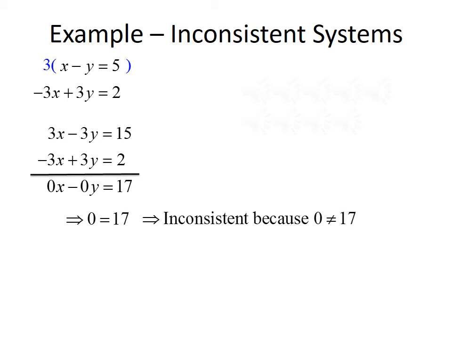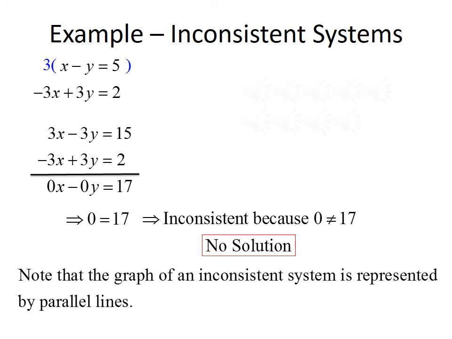Well, that's inconsistent because 0 doesn't equal 17, and therefore this system does not have a solution. So there are no solutions to this system. Note that the graph of an inconsistent system is going to be represented by a pair of parallel lines.